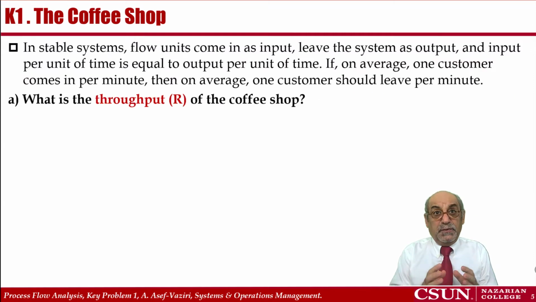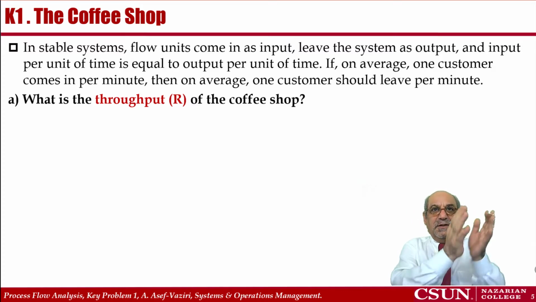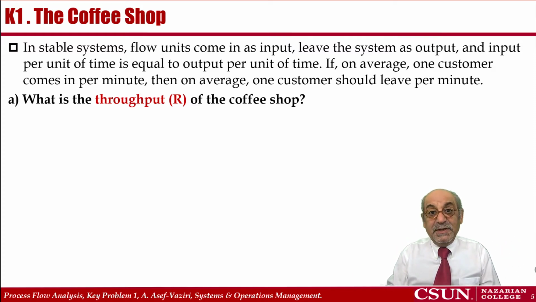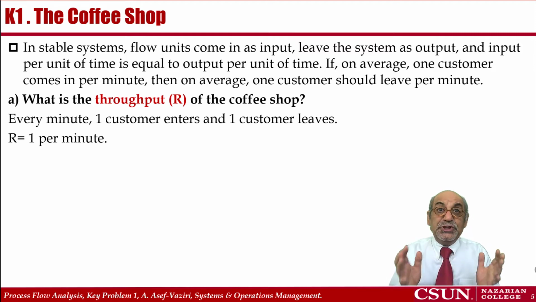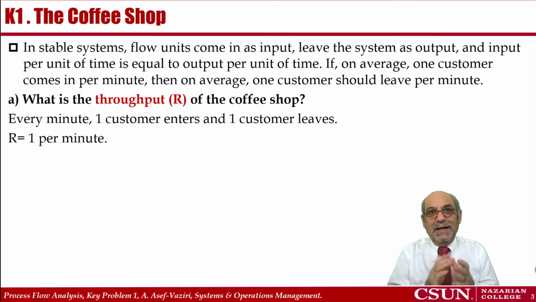What is the throughput of the coffee shop? Throughput of this coffee shop is one customer per minute. One customer per minute comes in, one customer per minute goes out. We show it by R in Little's law. R in this problem is equal to 1 per minute.